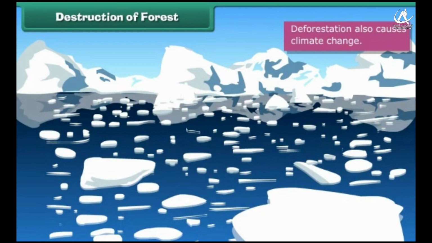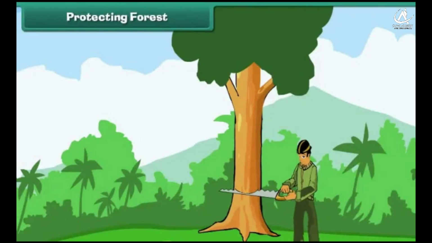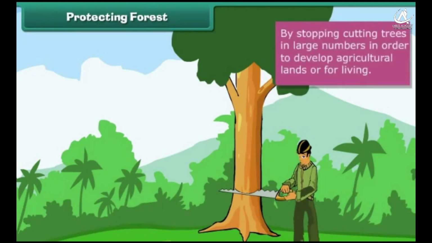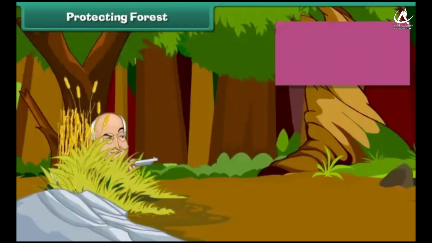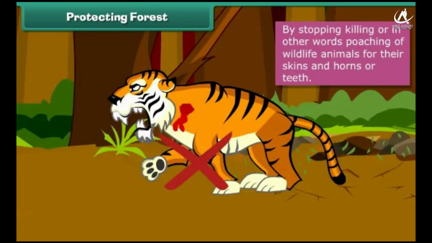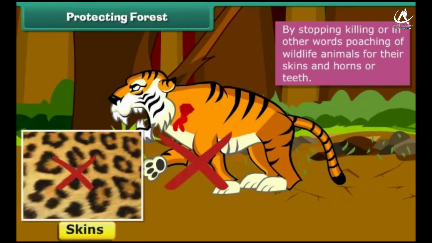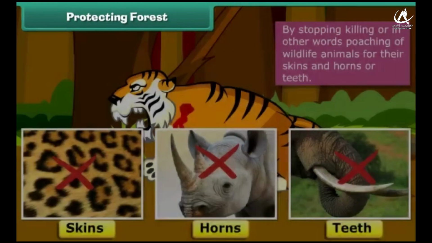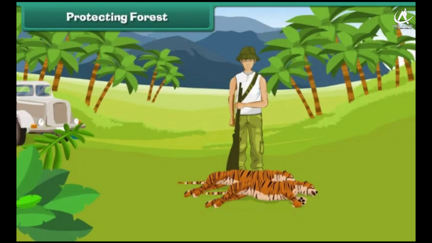We can't survive without trees, and that we have to understand. Protecting forest. We need to protect forests. The first and foremost step to protect the forests is to stop cutting trees in large numbers in order to develop agricultural lands or for living. It is also necessary to stop killing, or in other words, poaching of wildlife animals for their skins and horns or teeth. Government laws against the killing of animals should be strictly implemented.